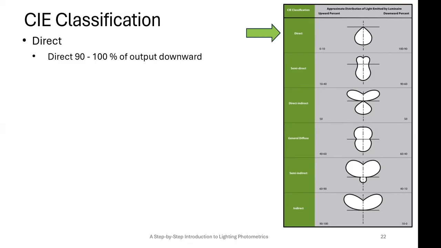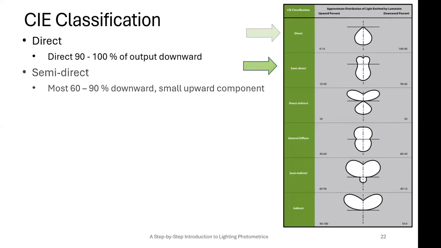So the first one we have is what we call direct. The light is coming down. But notice this, direct says 90 to 100%. So you can have as much as 10% uplight and it still qualifies as a direct luminaire. So you've got a little bit of option for uplight, even though the lighting is coming down. Then the next is semi-direct, 60 to 90% downward, so you've got more uplight.